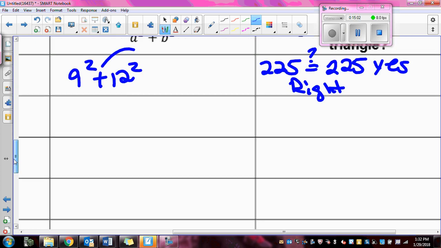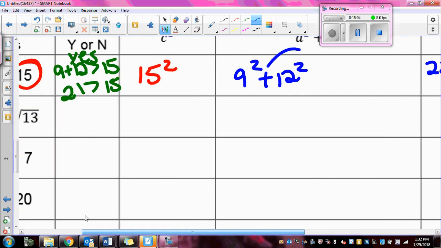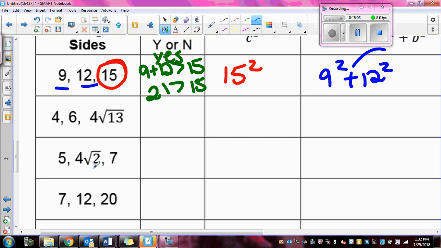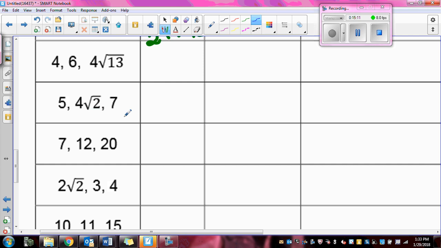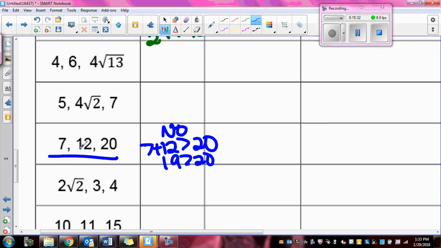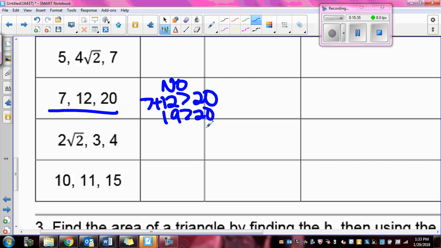I like this little table we get to fill out. So is this a triangle? Let's do this one. 7, 12, 20. So 7 plus 12, the two smaller ones, is that greater than 20? So 7 plus 12 is 19. Is 19 greater than 20? No. So it's not a triangle. This won't even make a triangle. So there's nothing else we can do.